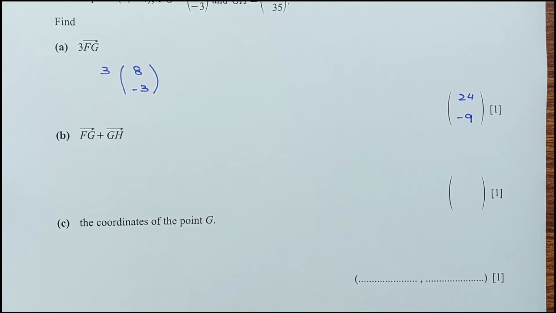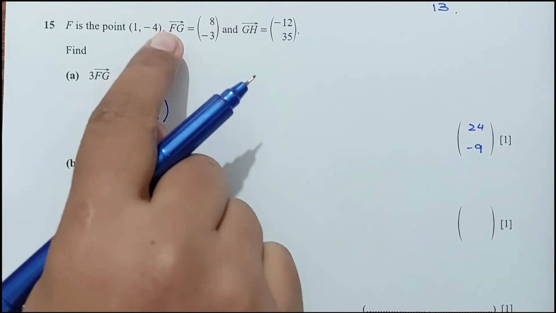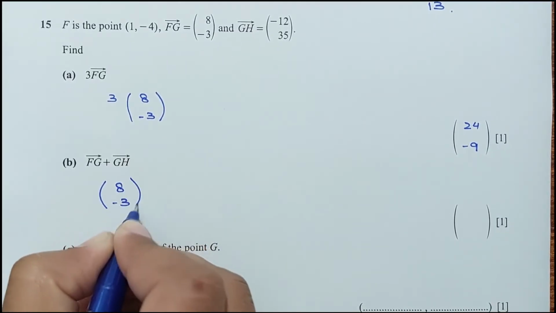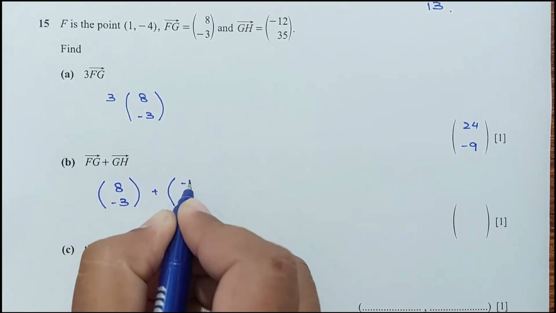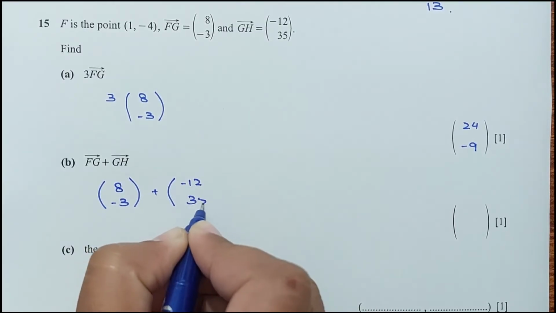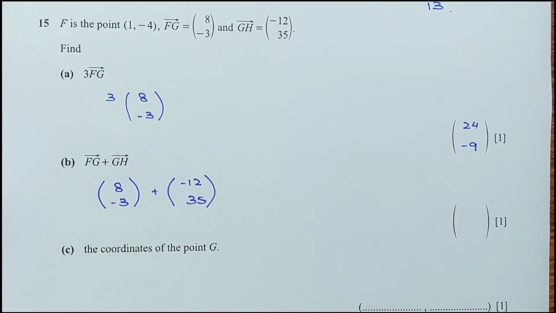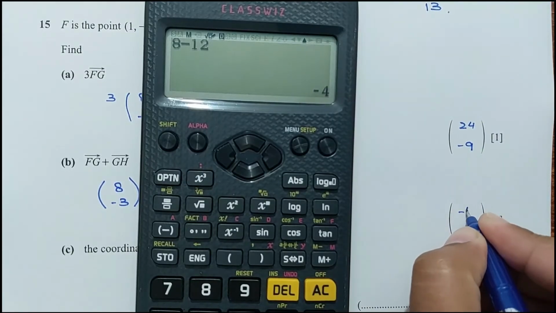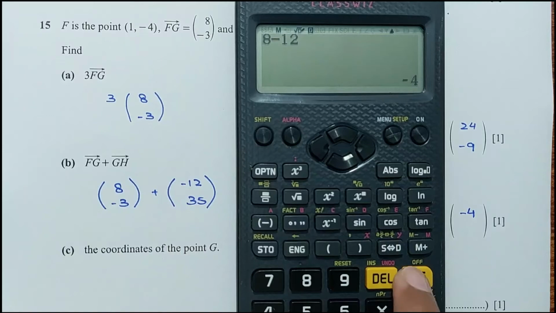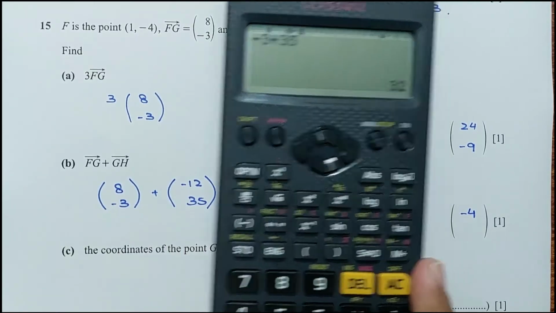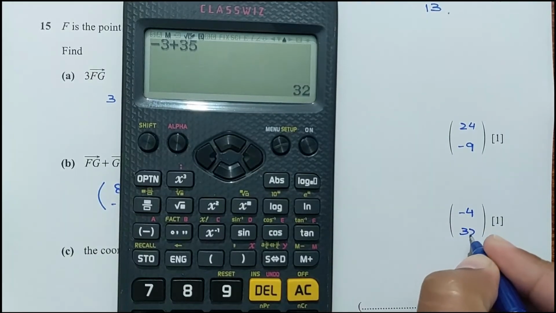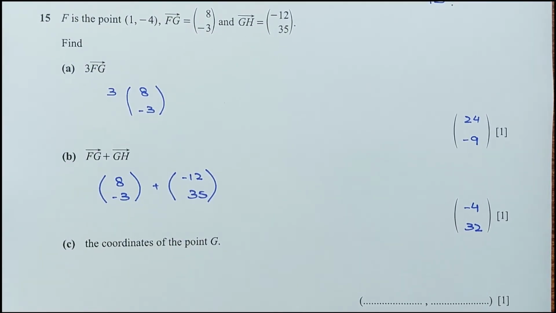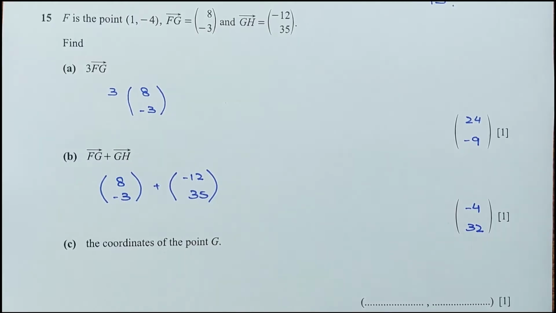Now for part B, FG plus GH. FG and GH we have been given, which is (8, -3) plus (-12, 35), right? So 8 minus 12 should be negative 4, and the other is minus 3 plus 35, which is 32, right?